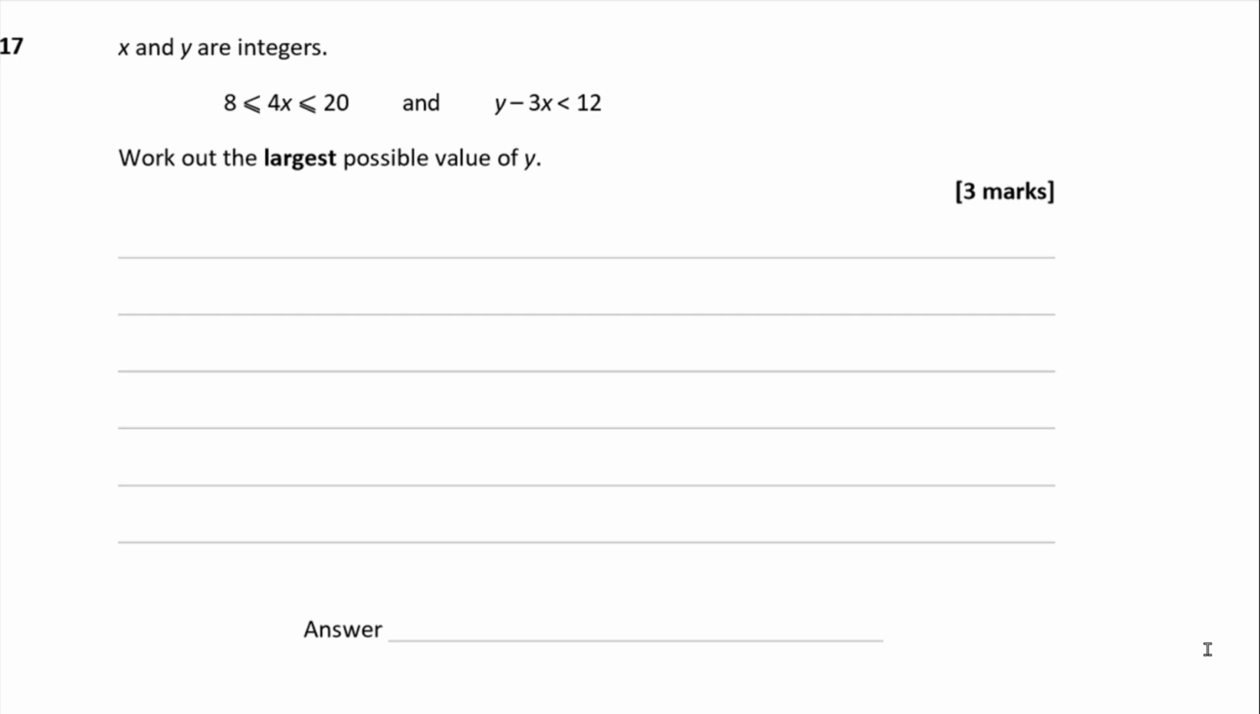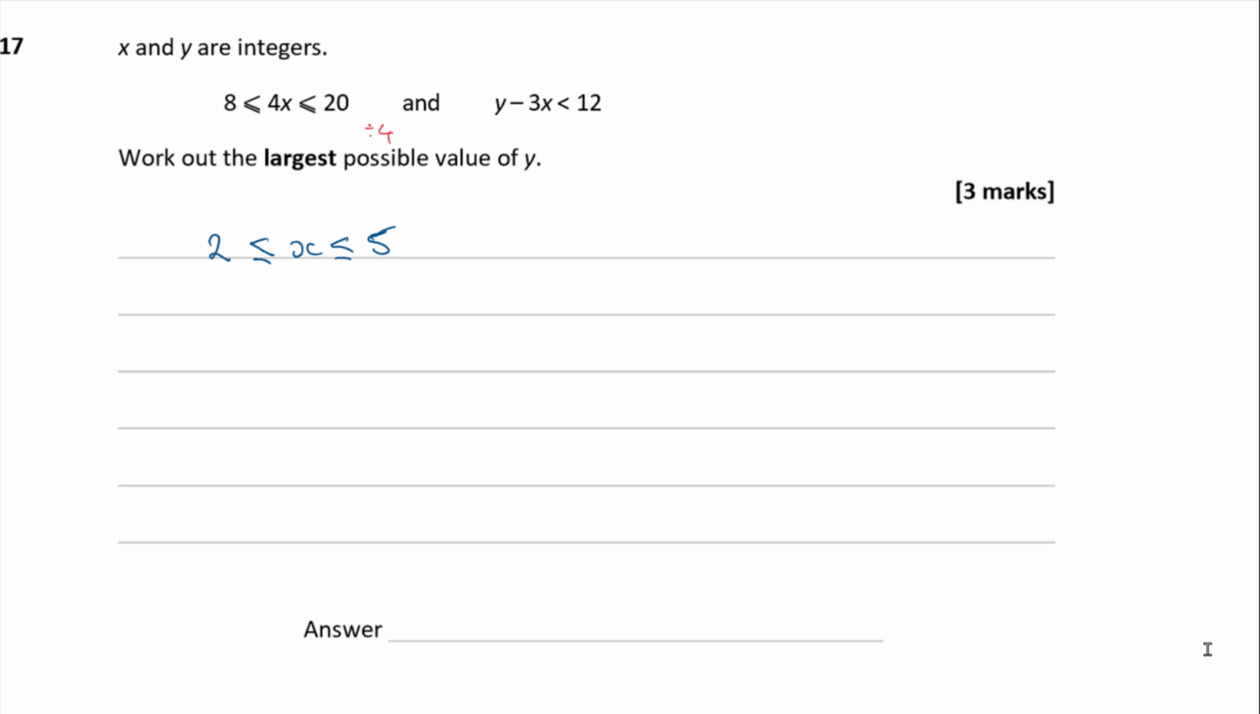Question 17. X and Y are integers. Work out the largest possible value of Y. So we've got 2 inequalities here. They're not in their simplest forms though, are they? So I'm just going to simplify these first. That first one, if I just divide everything by 4, so I've got 3 parts to this inequality. I need to divide each of the 3 parts by 4. So 8 divided by 4 is 2. That's less than 4x divided by 4, which is x, which is less than or equal to 20 divided by 4, which is 5.